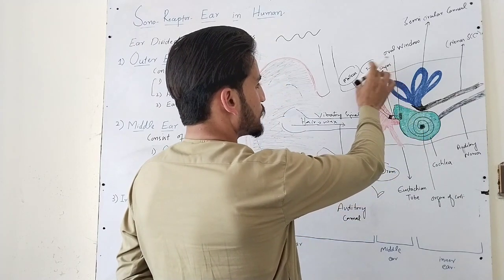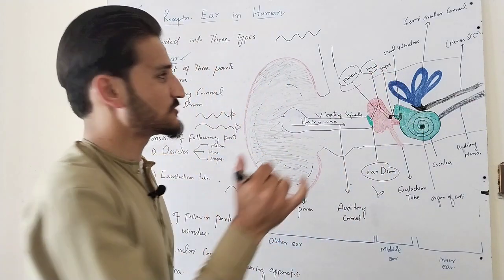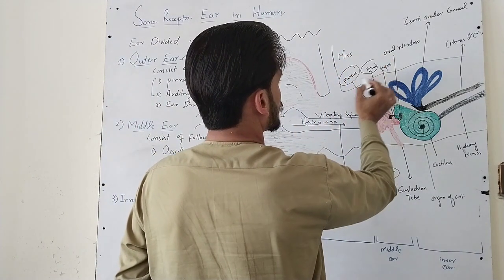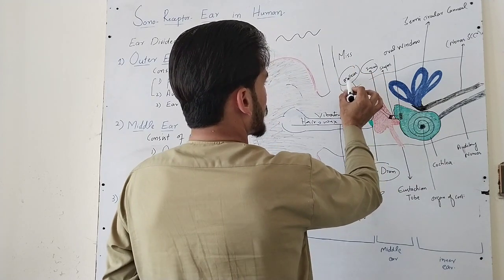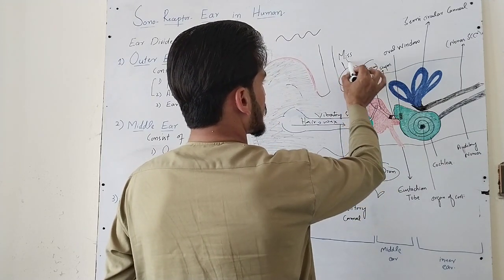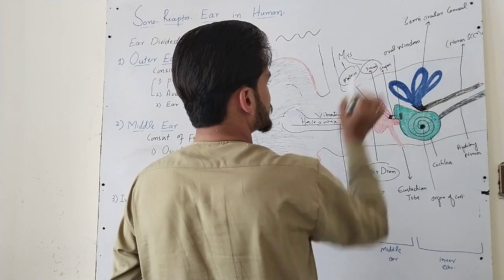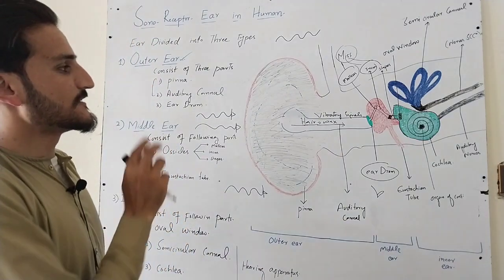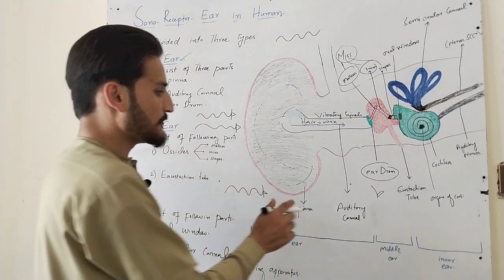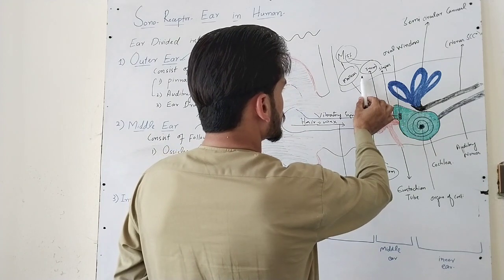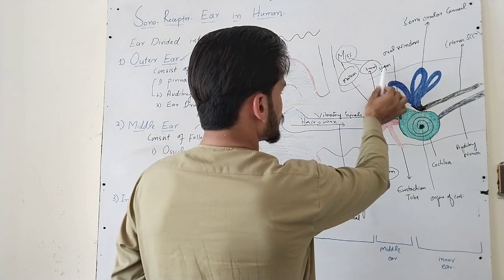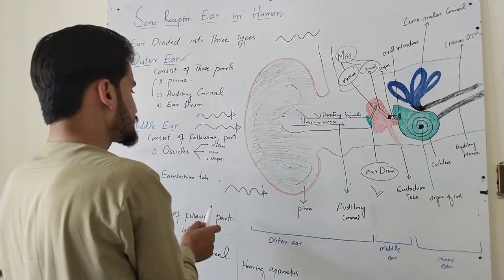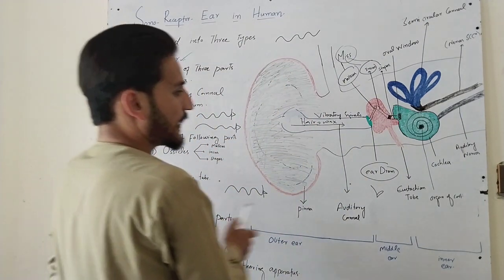To remember these three bones easily, I am writing MIS for your understanding. M stands for malleus, I stands for incus, and S stands for stapes. So from MIS you will remember these three bones located in the middle region. The middle ear consists of the three smallest bones, the ossicles, malleus, incus, and stapes, and the eustachian tube.